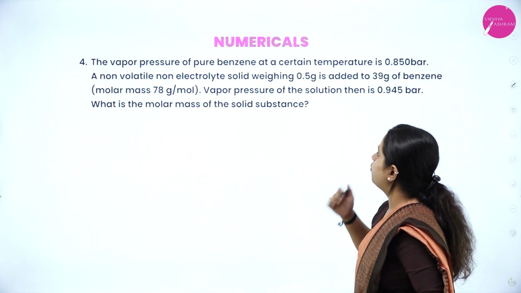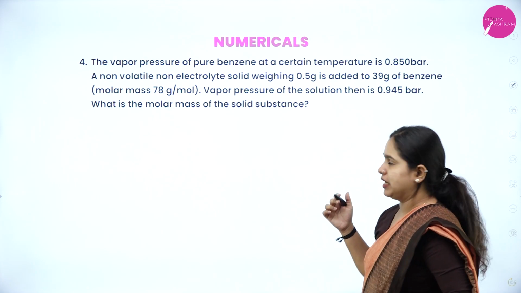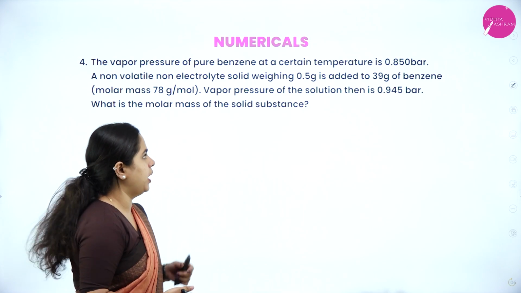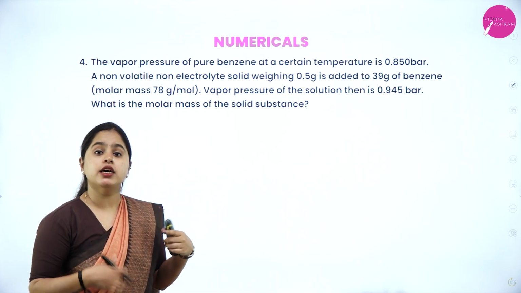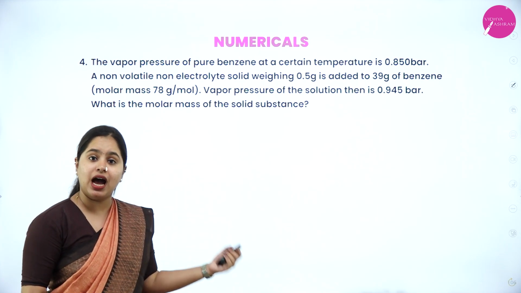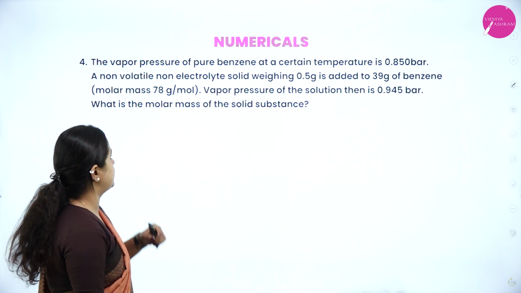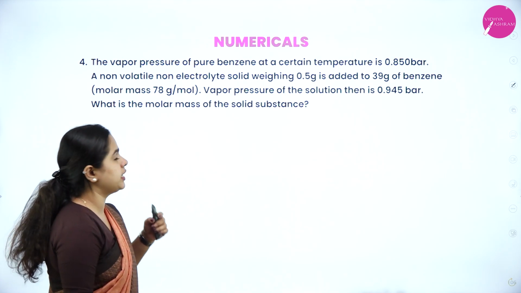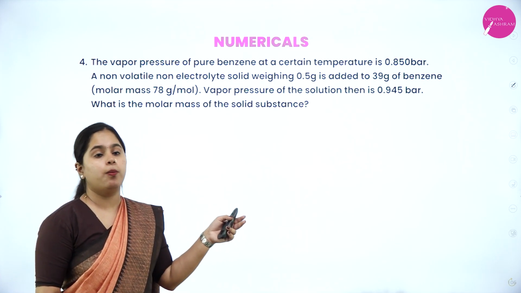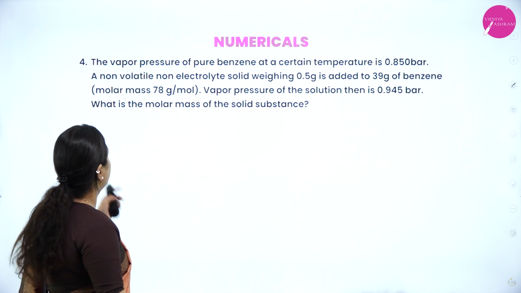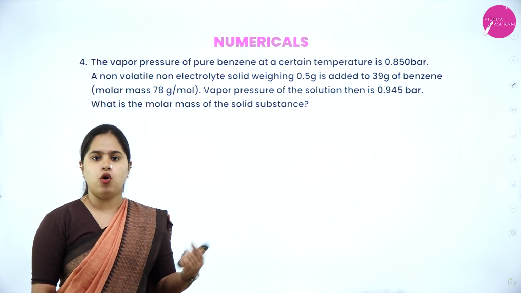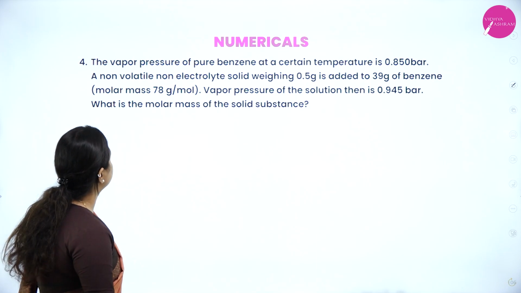The vapor pressure of pure benzene at a certain temperature is 0.850 bar. And a non-volatile, non-electrolyte solid weighing 0.5 gram is added to 39 gram of benzene, which has a molar mass of 78 gram per mole. And the vapor pressure of the solution then is 0.945 bar. Now, what is the molar mass of the solid substance? You have to calculate M2, the molar mass of the solute. So, what all is given?